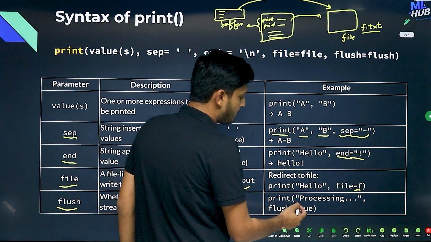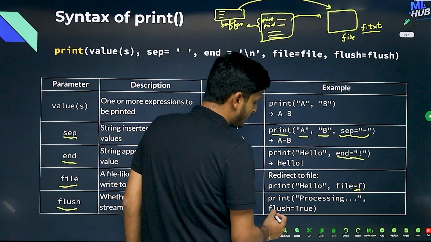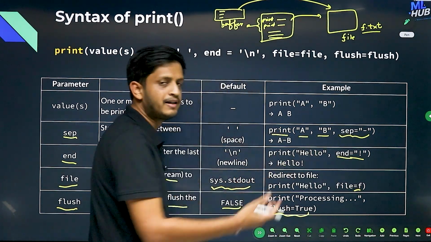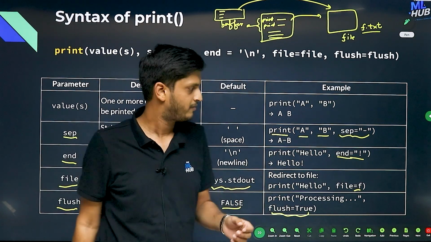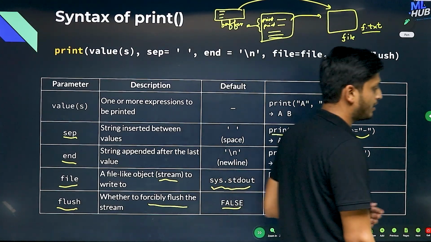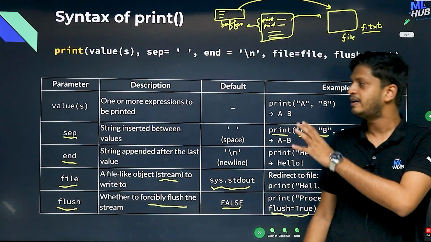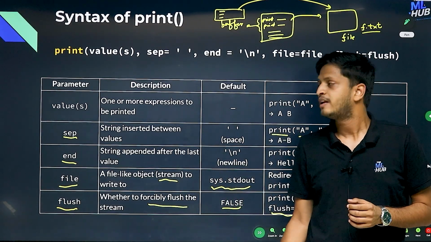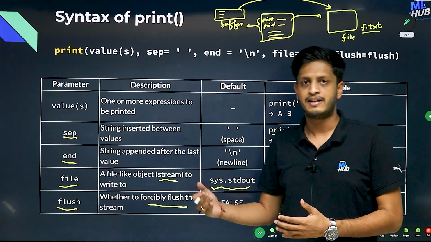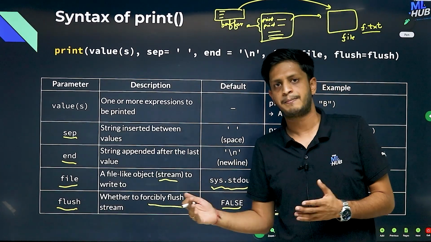So this is an example. You are printing processing and then you set flush to true, then it will immediately print on whatever output you have. Okay, so these are all the arguments in the print function of Python. Now let us look at each one of them in detail, what each one of them does with examples.